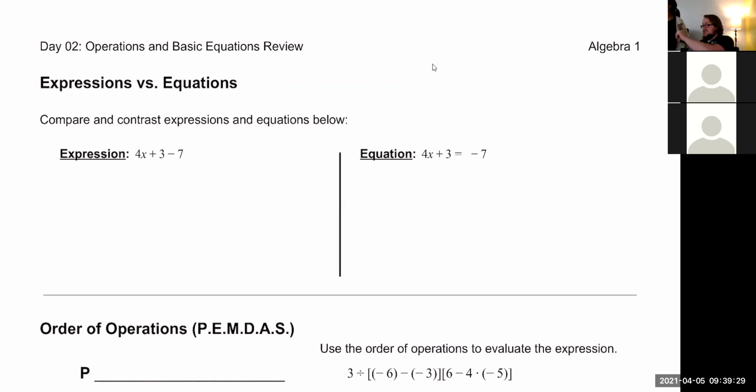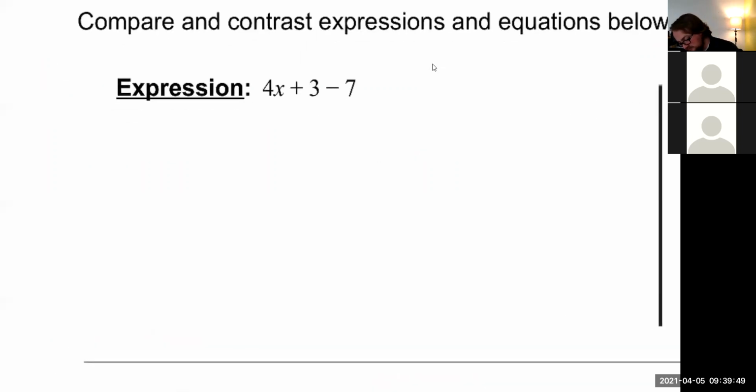They both have a -7. Thanks, Makai. Yep. In fact, if you look at the numbers themselves, they have exactly the same pieces in the sense that we have a 4x, a +3, and a -7. So let's jot that down.